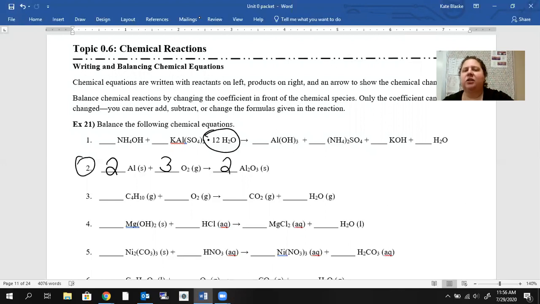Now, I changed this coefficient in front of the aluminum. Now I have 2 times 2 gives me 4 aluminums on my product side. I still only have 2 on my reactant side. So instead of a coefficient of 2 there, I need a coefficient of 4.